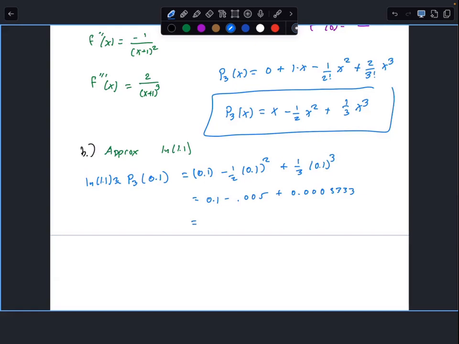Which, I mean, at this point, I'm going to go to the calculator here. 0.1 minus 0.005 plus 0.000333, which is going to give me 0.095333. You can go more. So that's what our approximation is.